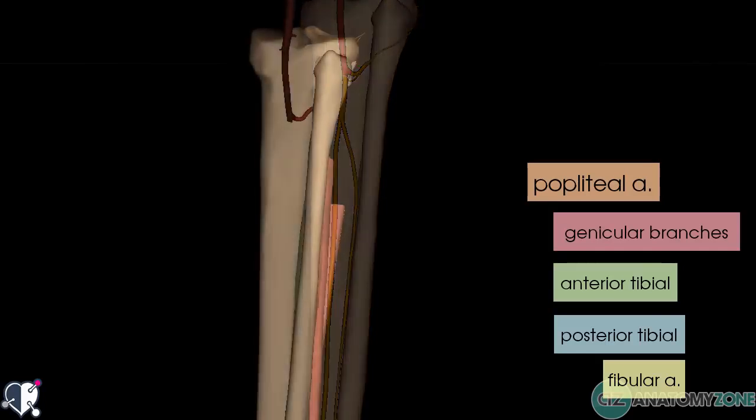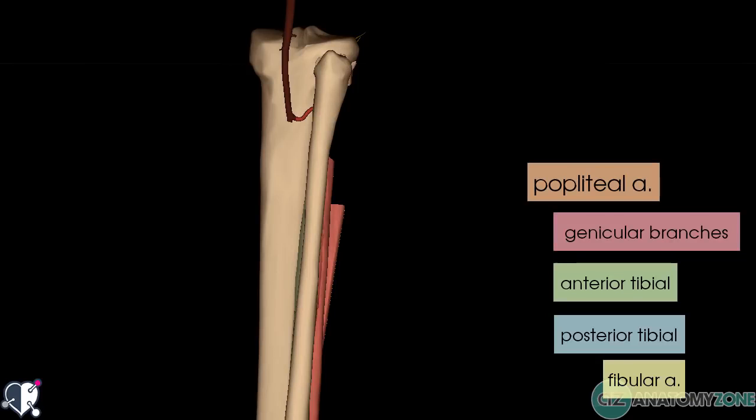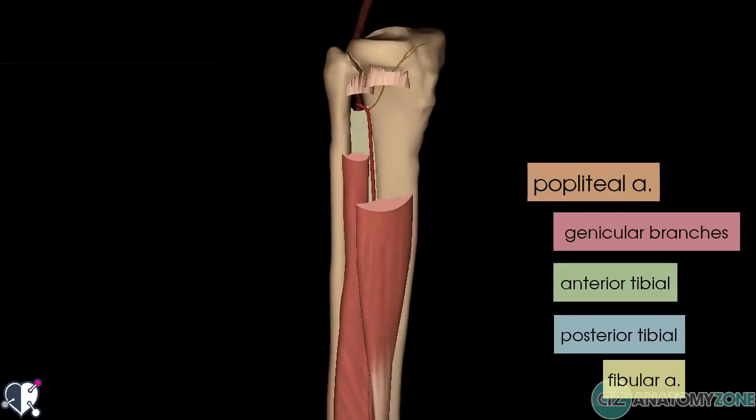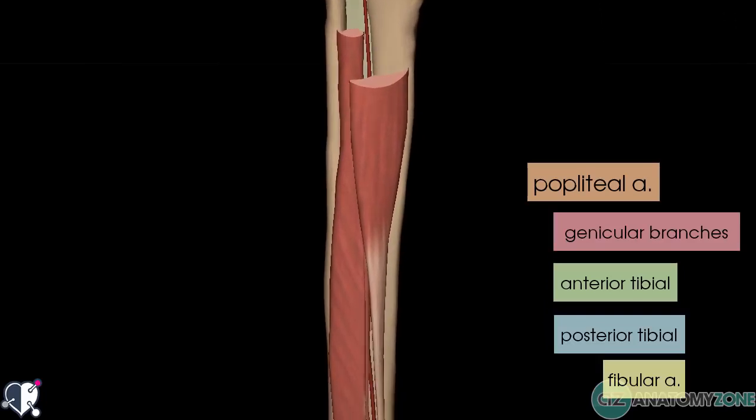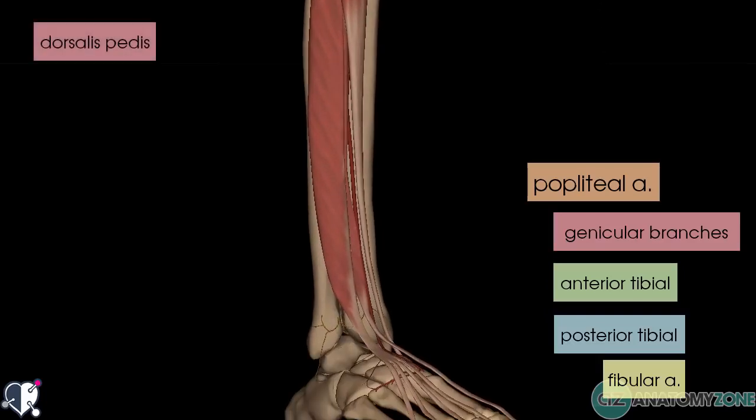So the anterior tibial artery passes into the anterior compartment of the leg through a gap in the interosseous membrane between the tibia and the fibula. It then descends down the leg, and at the foot, the anterior tibial artery becomes the dorsalis pedis artery.